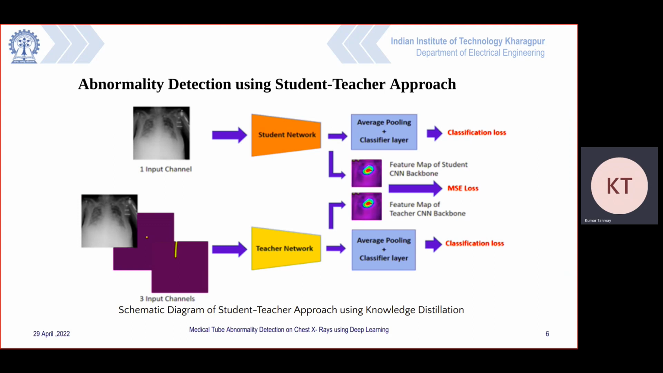Here is the tube abnormality detection using the student-teacher approach. First, a teacher model is trained using three inputs, which are the chest X-ray, tube mask, and anatomical region mask. Then a student model is trained with the same CNN backbone as that of the teacher model, but with a single input, which is a chest X-ray.